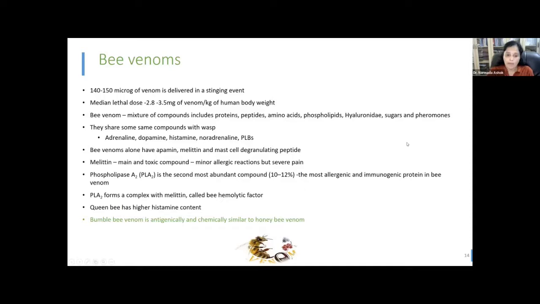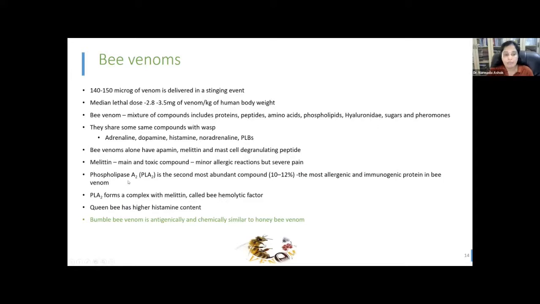They form a complex with the melittin, and they can produce the bee hemolytic factor, which is one of the main allergenic compounds. The queen bee has a higher histamine content, probably contributing to the severe reaction. And the bumblebee venom is antigenically and chemically similar. So even a single sting of a bumblebee, though it appears not aggressive, can produce an anaphylactic reaction if you are sensitized to the bee venoms.